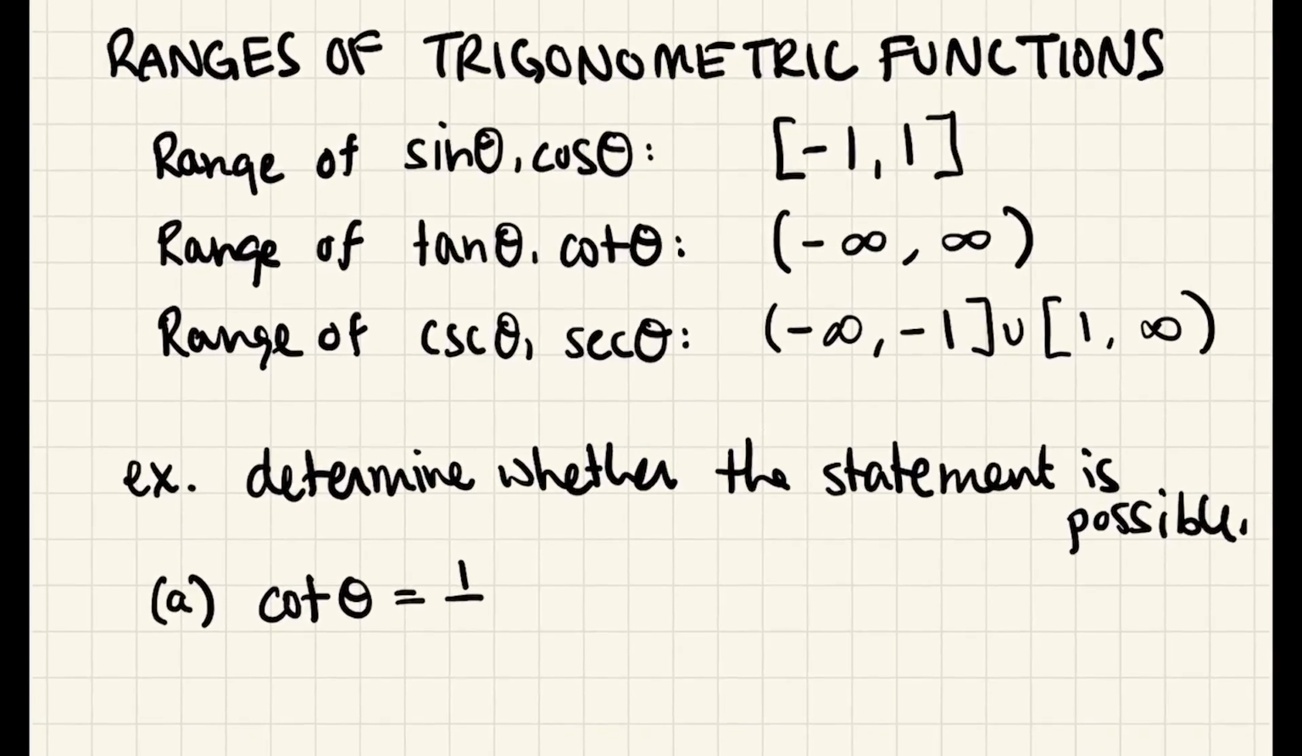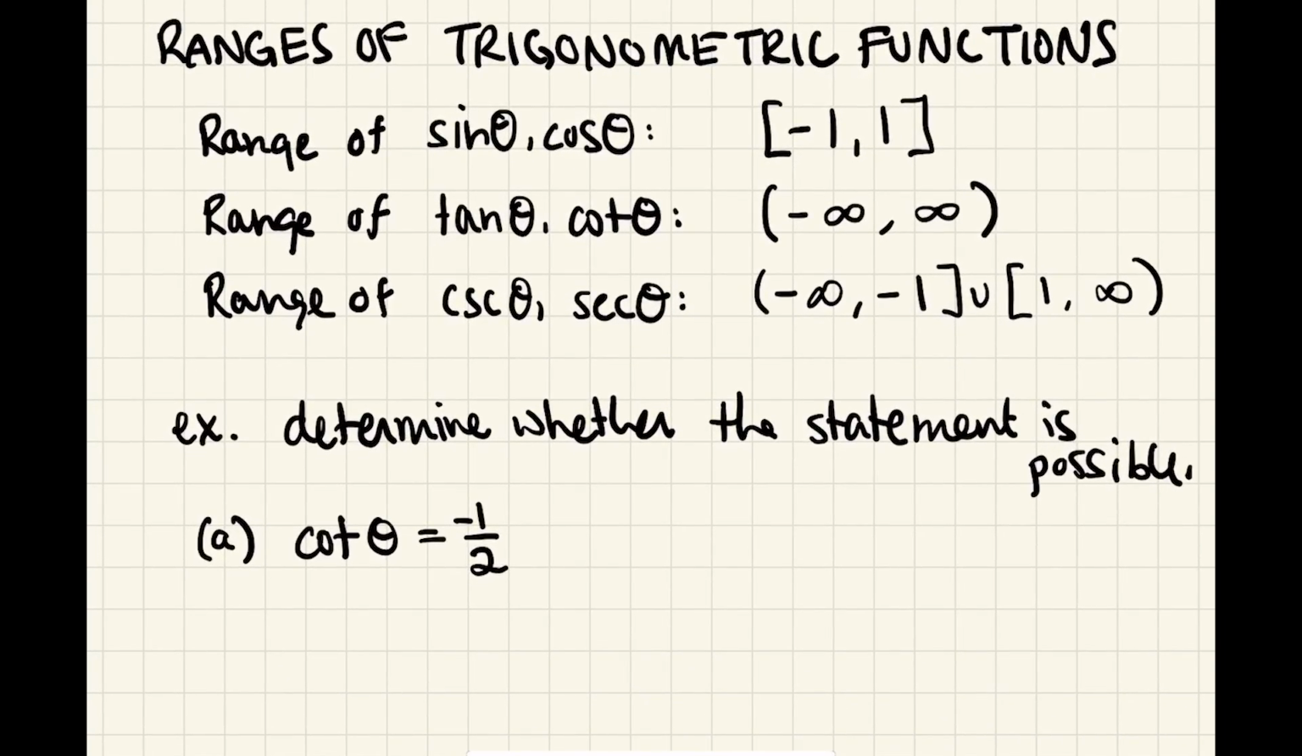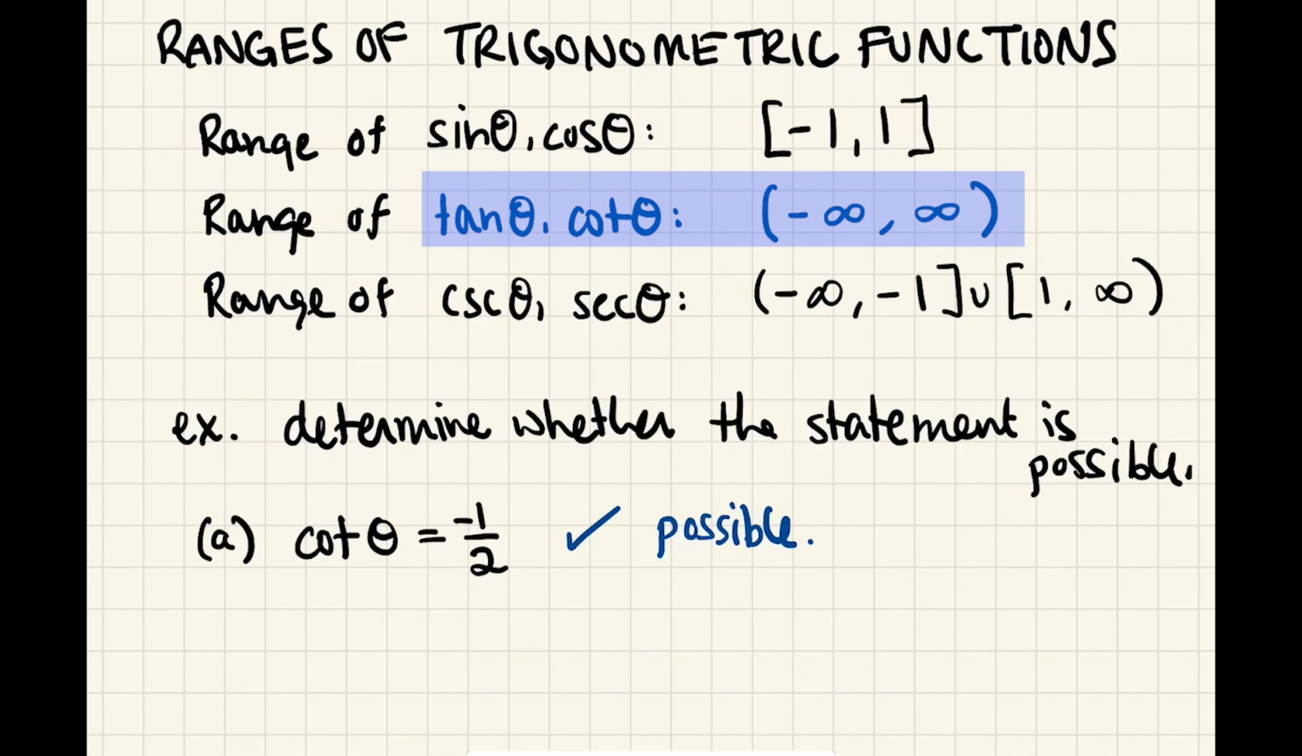So if somebody came along and said, I'm thinking of an angle whose cotangent is -1/2, is that statement possible? And for this situation, yes. Tangent and cotangent can output anything. They have no restriction on their output. So cotangent of an angle equals whatever number you want, that's possible.